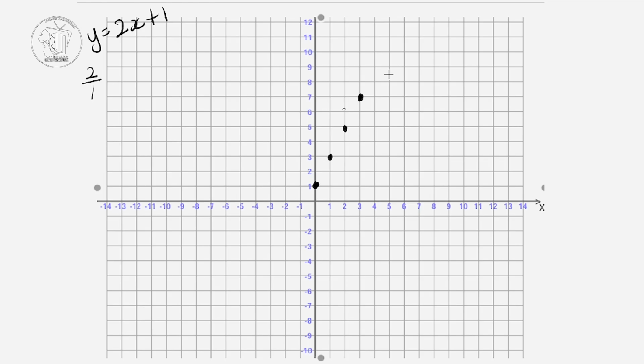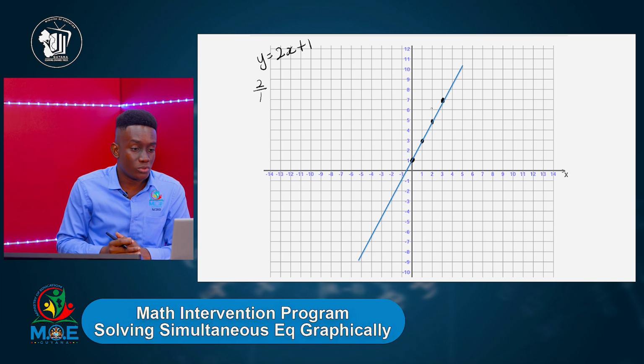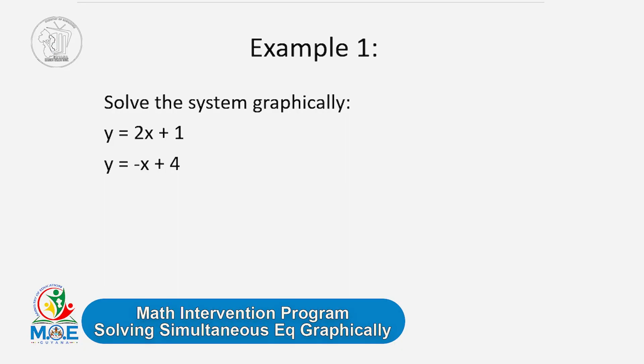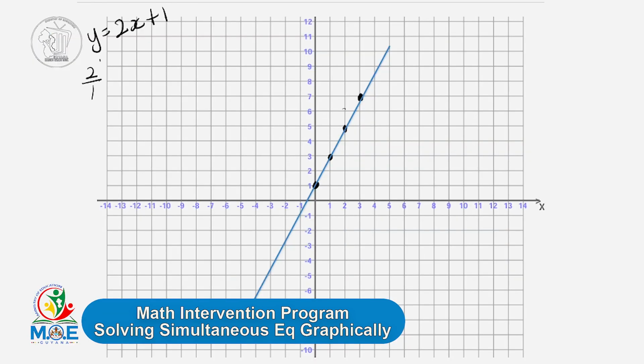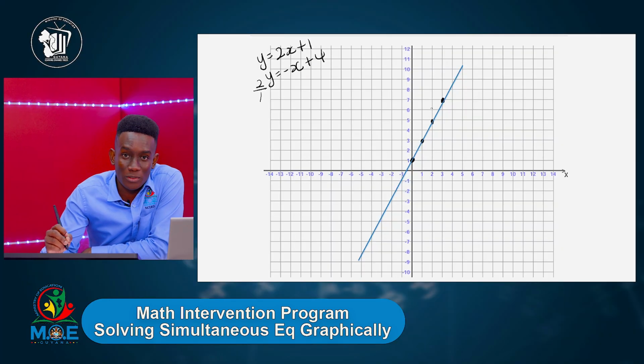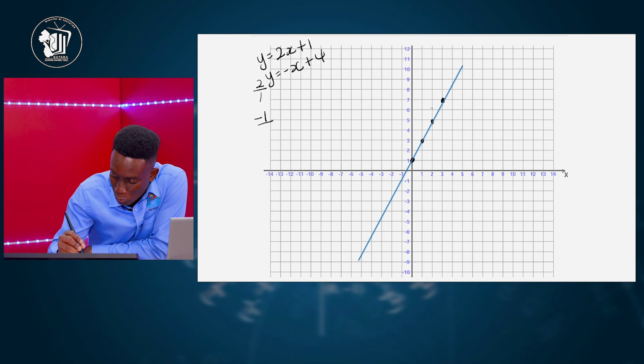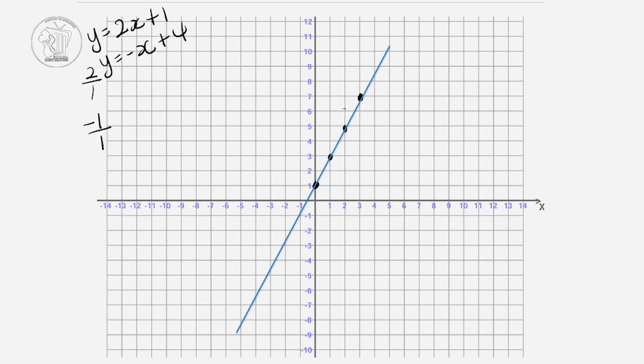I would use a ruler, but for demonstration I'll use a straight line tool from the computer. The line passes through all the points. Now we move on to the second equation, which is y equals negative x plus 4. The 4 will be the y-intercept and the gradient will be negative 1. Negative 1 is the same as negative 1 over 1, so the rise will be negative 1 and the run will be positive 1.